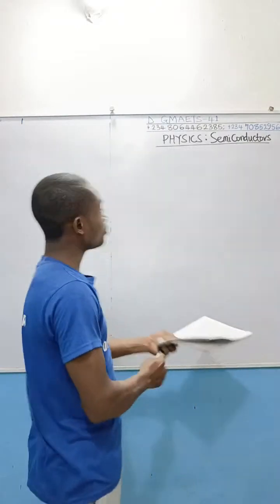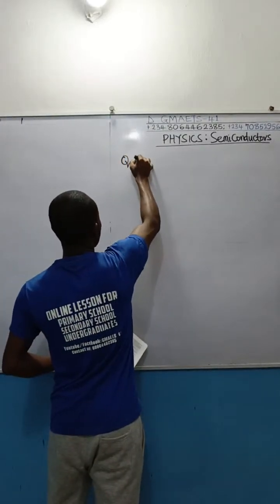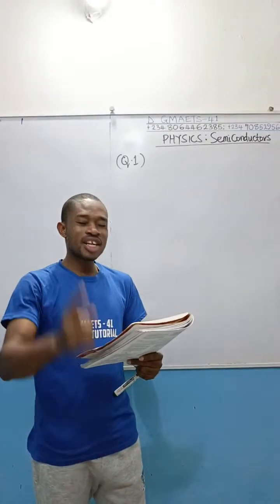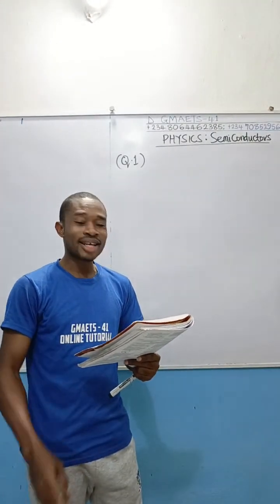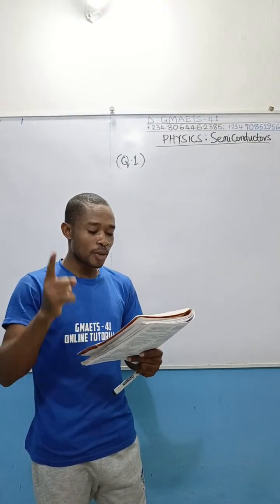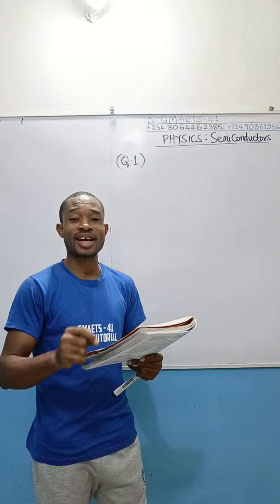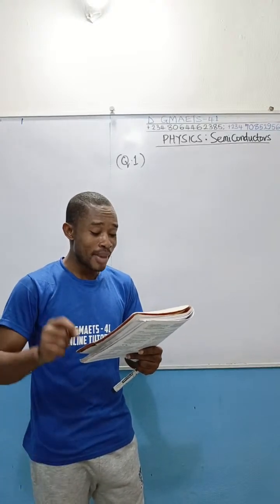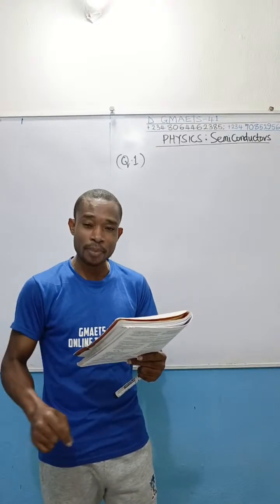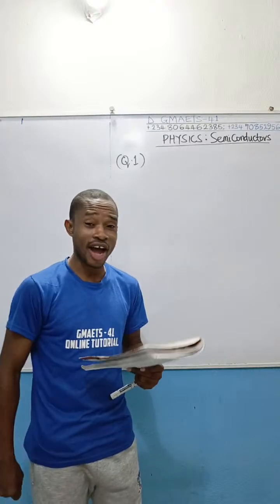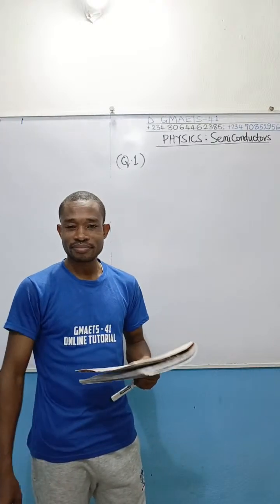Question number 1. The major difference between a pure semiconductor and a pure metal is that: A, the resistance of a metal increases with temperature, while for semiconductors it is the reverse. And of course, that's the answer.